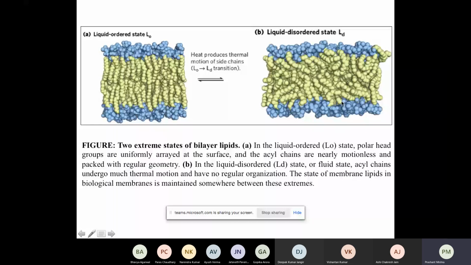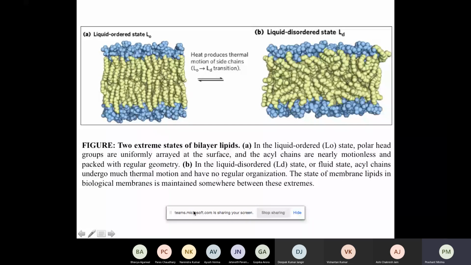So in the first case, what you see is that polar head groups are uniformly arrayed, in a relatively ordered state. And the acyl chains are nearly motionless and packed with a regular geometry. So you look at the geometry, depending on the composition, the geometry is maintained.